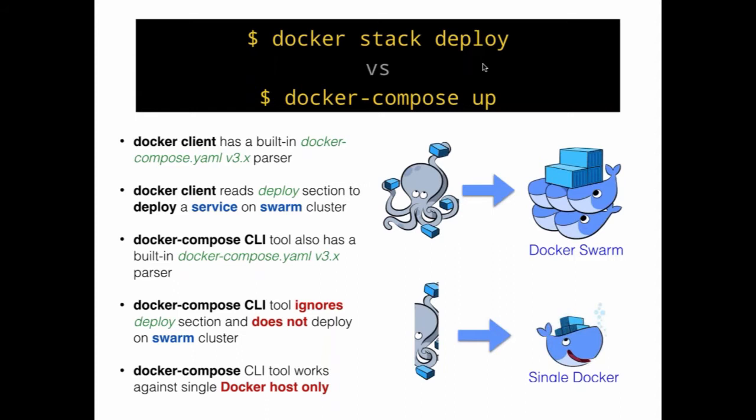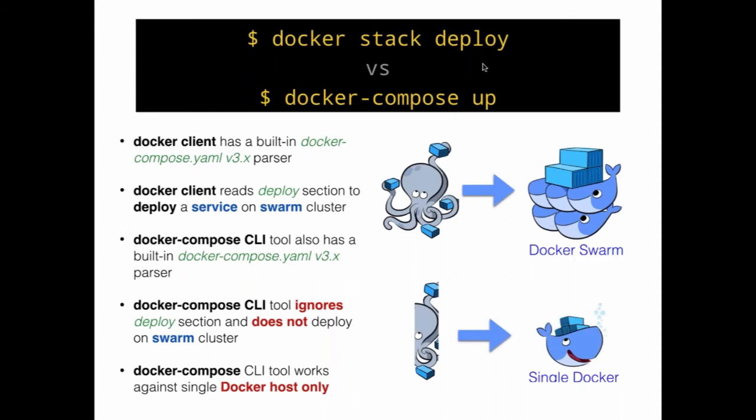Before it, there was an option to create a special JSON file called DAB, Distributed Application Bundle, which was possible to create from your Compose file, but it didn't support all features. Right now, it feels like they are going to abandon this format.